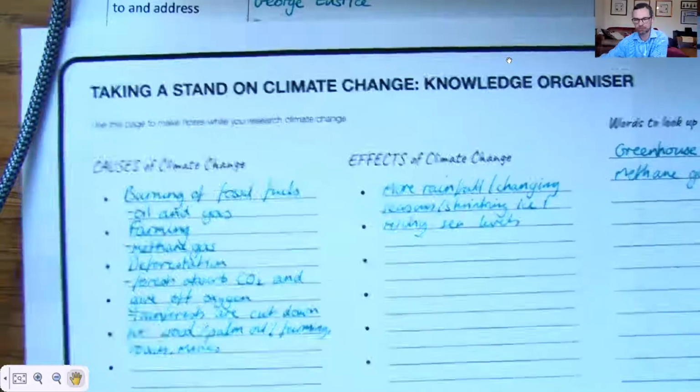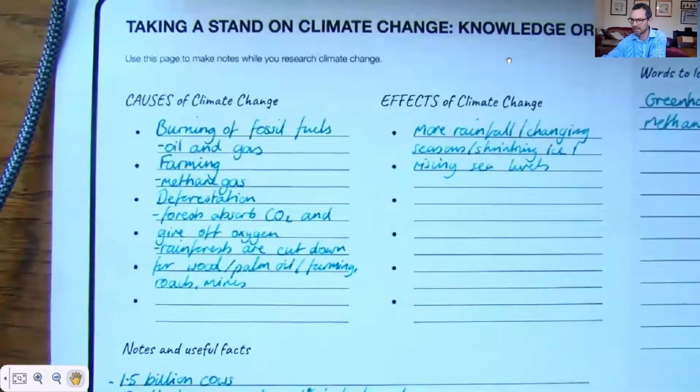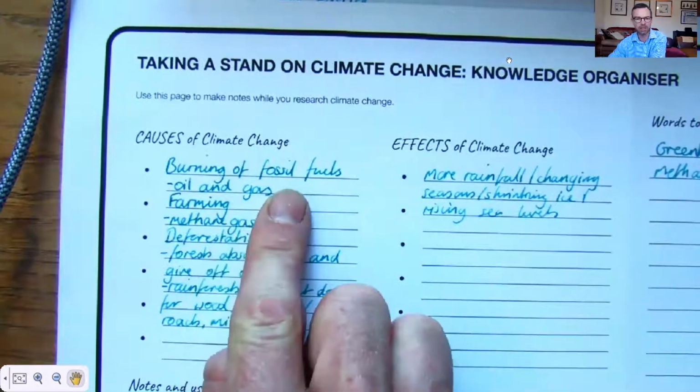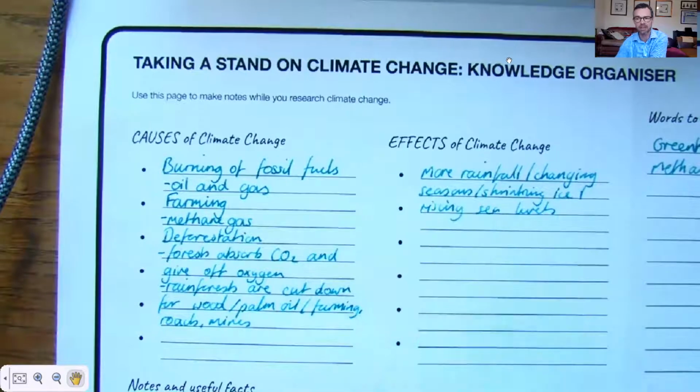So I've got a knowledge organiser earlier on, and I might be using some of these bits and pieces. So I might be talking about the burning of fossil fuels and the effect of this, the fact that it's causing our climate to change, our weather to change, there's more rainfall. How is it affecting us? Well, far more flooding.